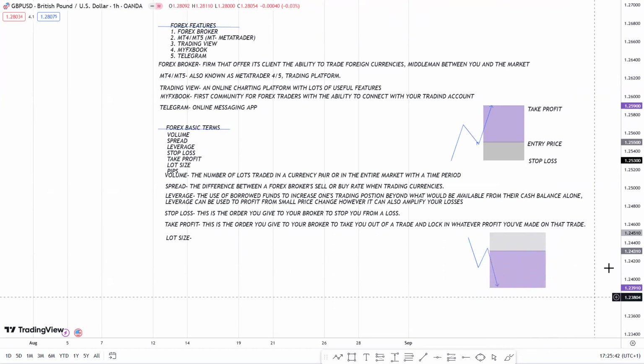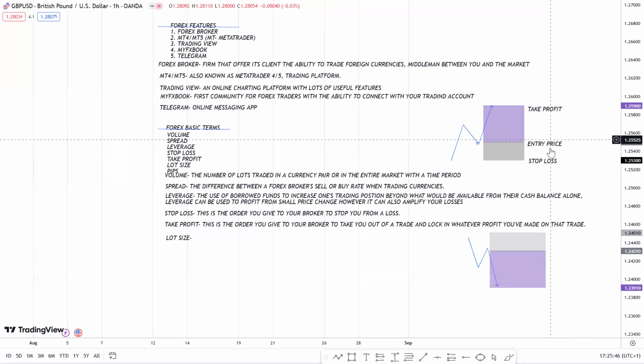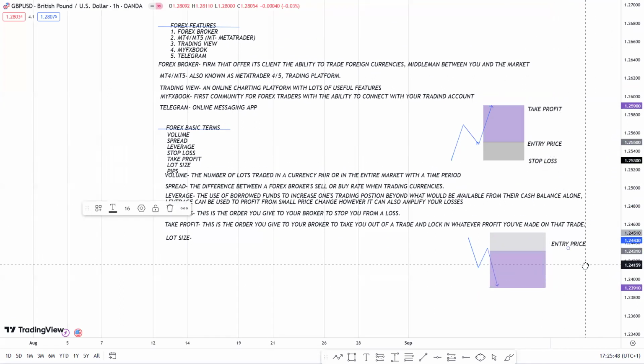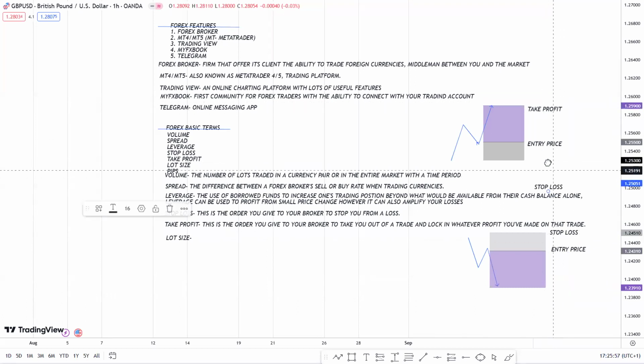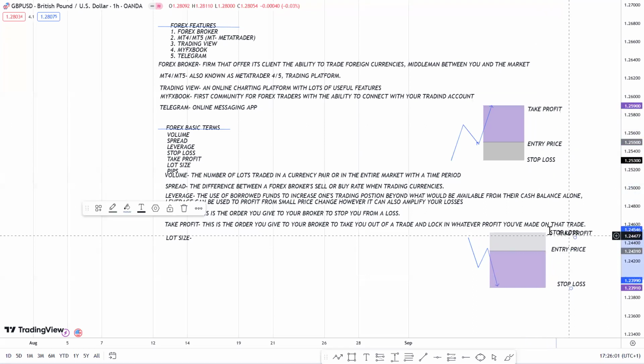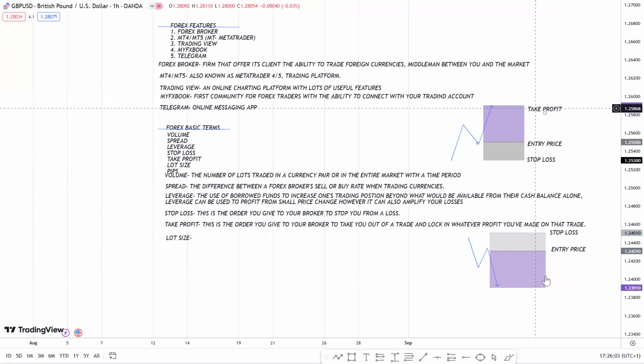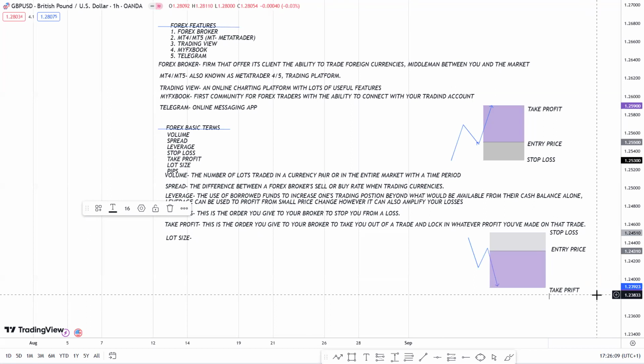So now this is it. This is our entry price here. This point here is our stop loss. And here is our take profits. Let me type it. Here are take profits.